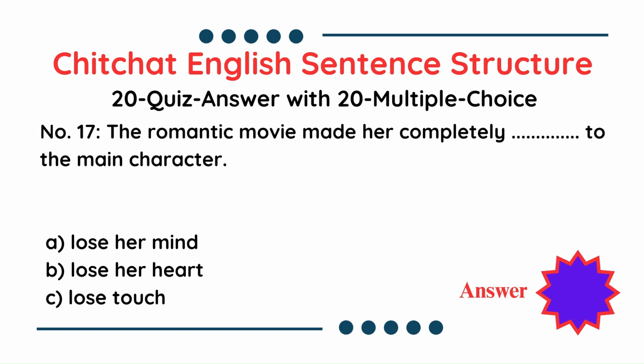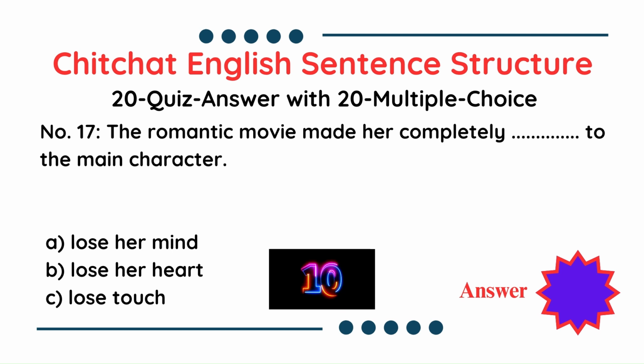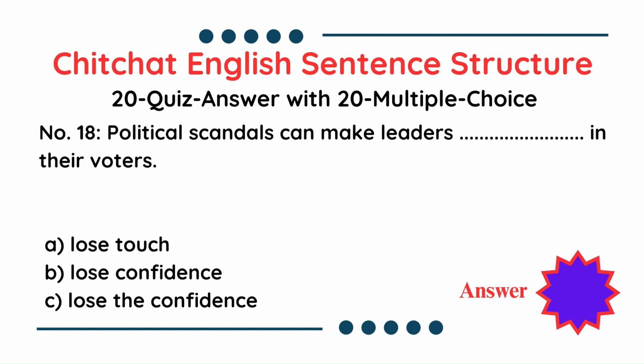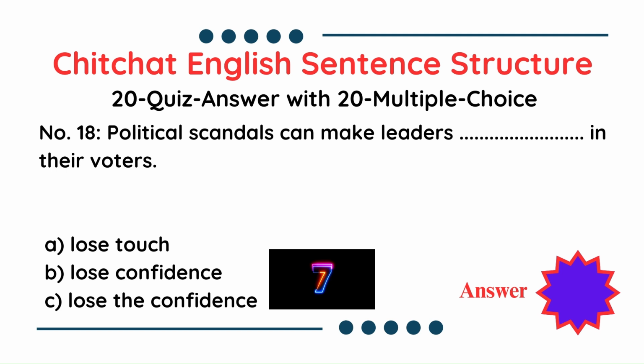Number 17. The romantic movie made her completely to the main character. A. Lose her mind. B. Lose her heart. C. Lose touch. Letter B. Number 18. Political scandals can make leaders and their voters A. Lose touch. B. Lose confidence. C. Lose the confidence. Letter C.